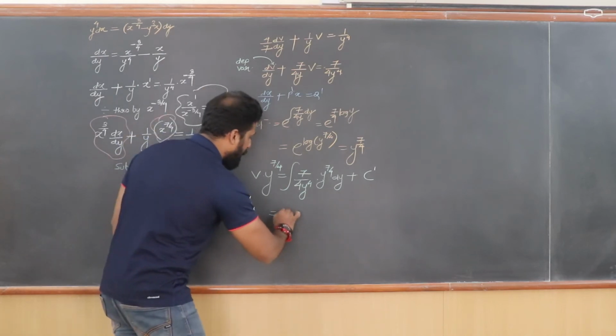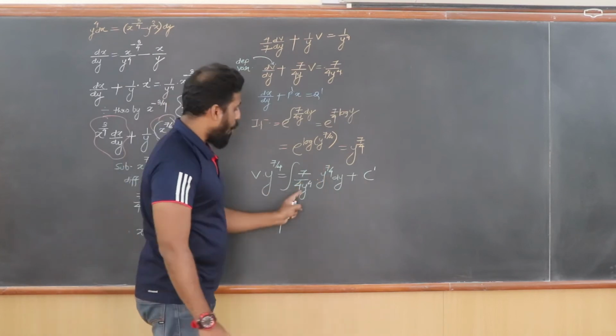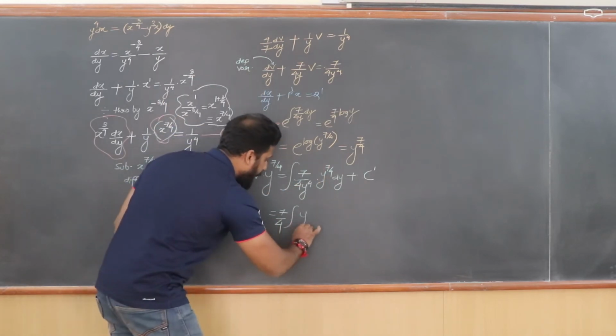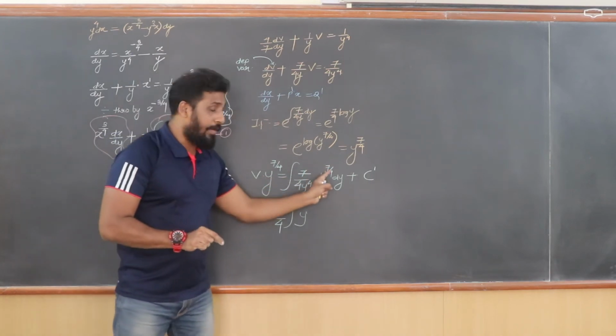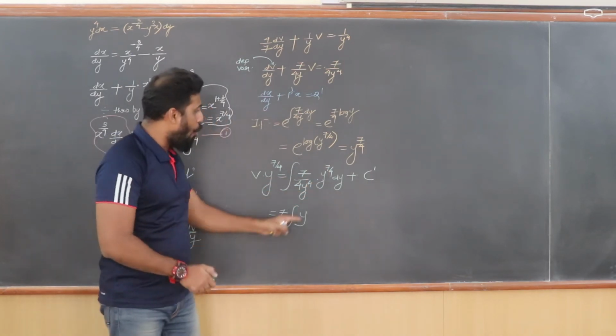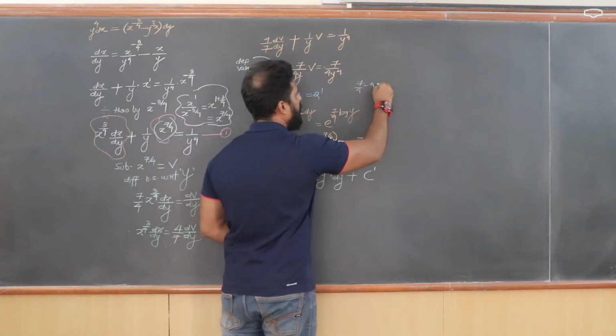So let's remove the 7 by 4 outside the integration. A raised to m upon a raised to n becomes a raised to m minus n. So it's 7 by 4 minus 4. Let's do it somewhere here.